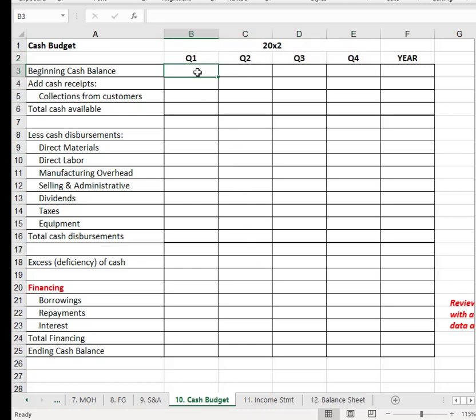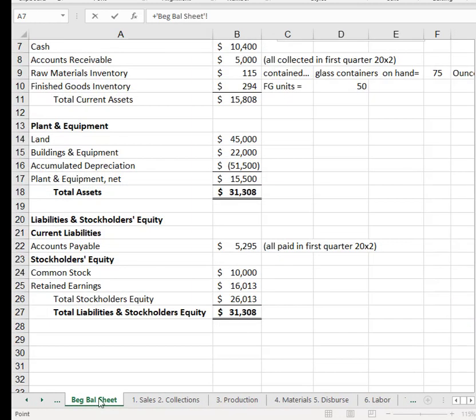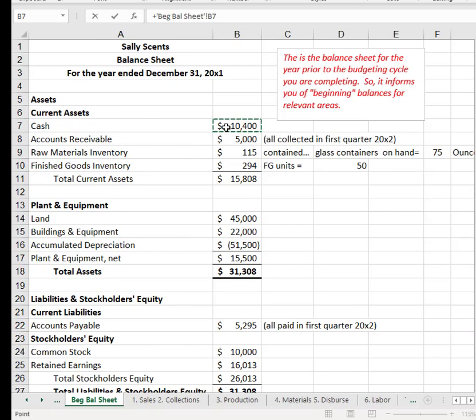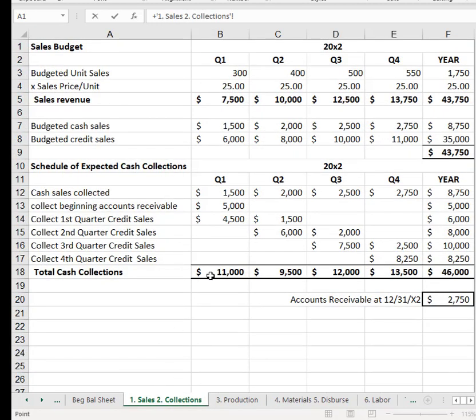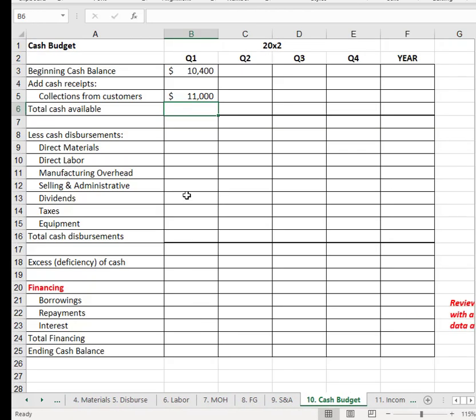All right, beginning cash, where would that be? That's going to be on your beginning balance sheet. What was cash at the beginning of the year? Let's go see. Cash is that number right there, and then hit enter. Cash receipts, what was collected from customers? Let's go see. Go to our Sales and Collections tab. What was collected? Right here. Cash available, that's what you started with, plus what you collected, that's available to pay bills.